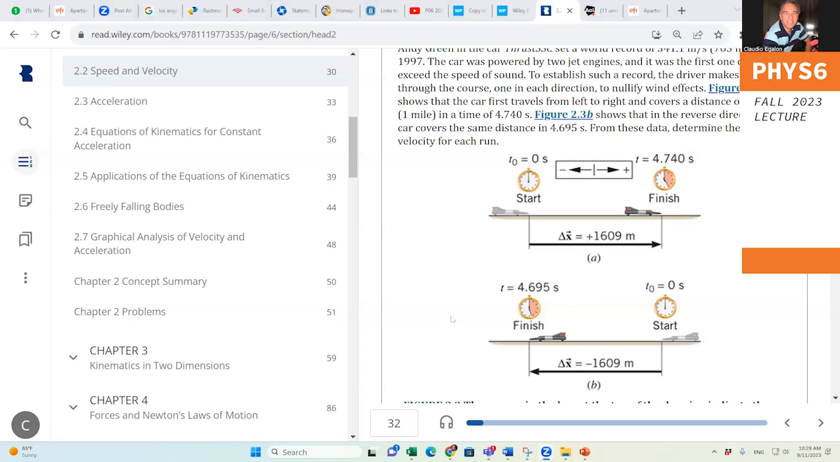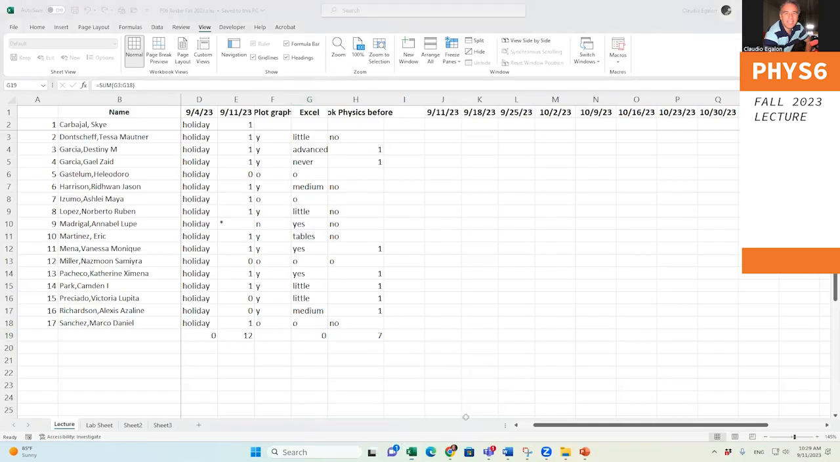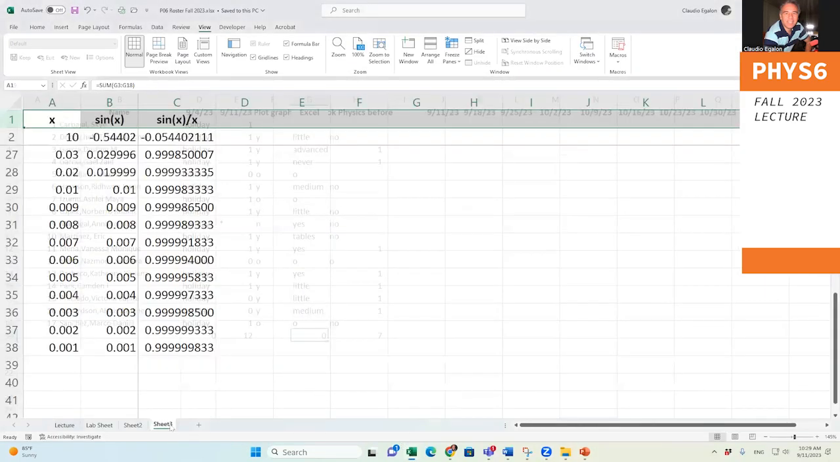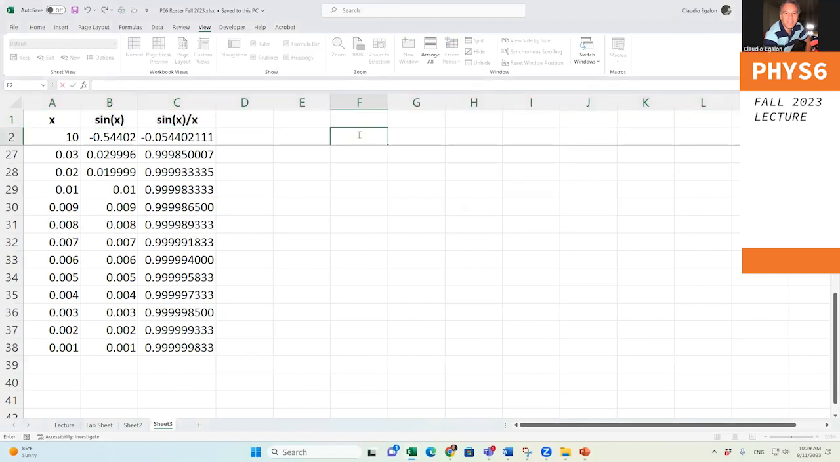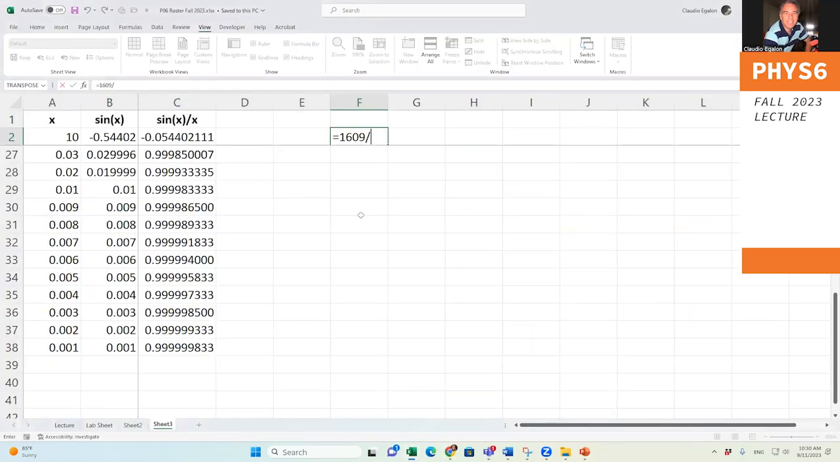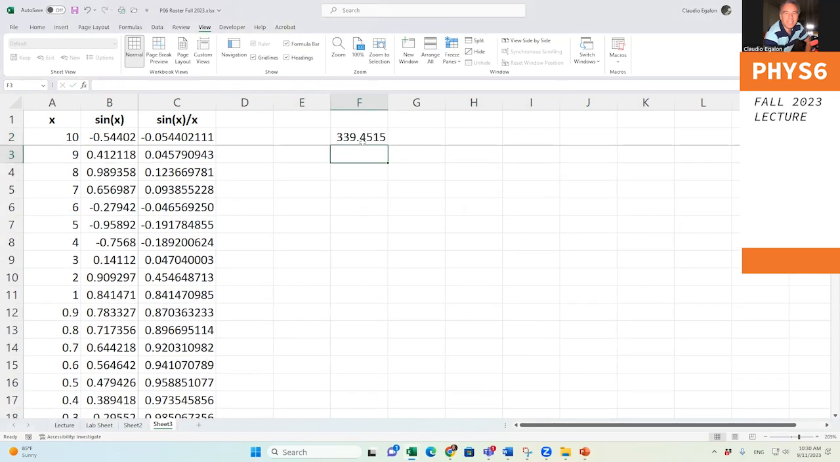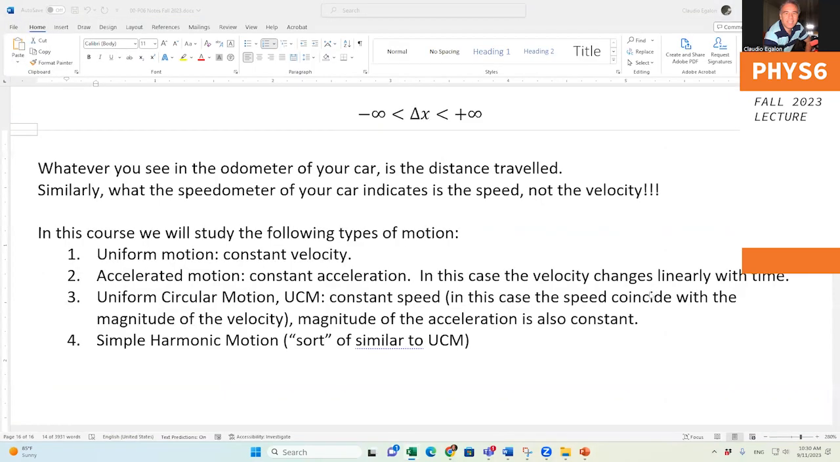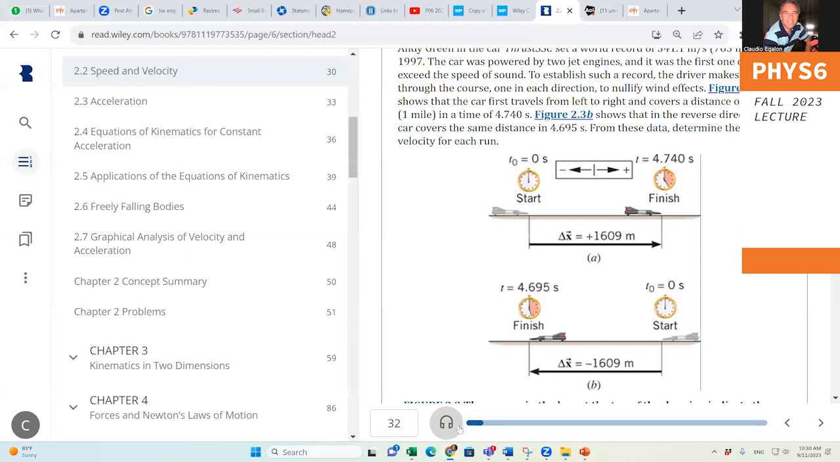Okay, so let's go back to that. So 1609 meters, and this one right here, 1609 meters. It's kind of straightforward, right? All you have to do is this math, and that's going to be 4.740 seconds. When you do the math, that's what we get: 339.4515 meters per second. That's what I'm getting here.